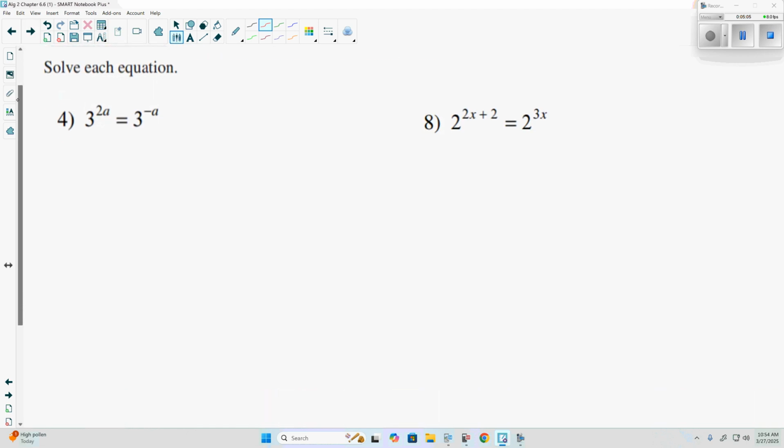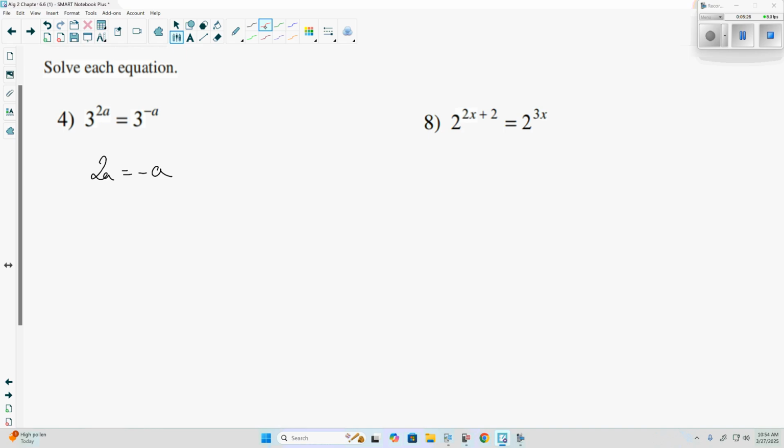Let's look at a few more of these. 3 to the 2a is equal to 3 to the negative a. Are the bases the same? Yes, so since the bases are the same, and there's one on either side, it means the exponents have to be the same. So here we're saying that 2a is equal to negative a.